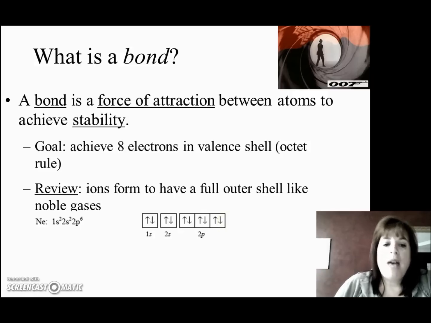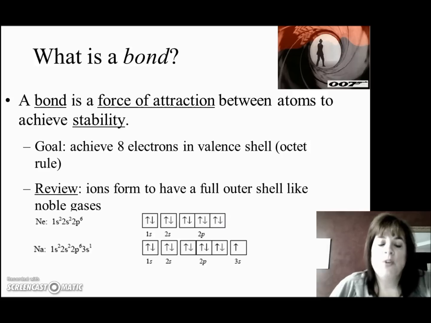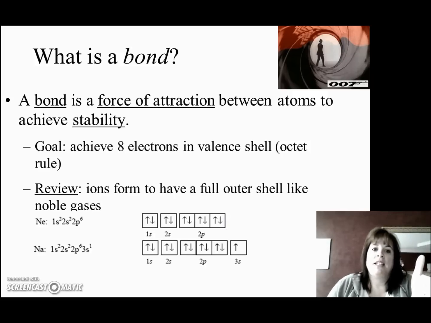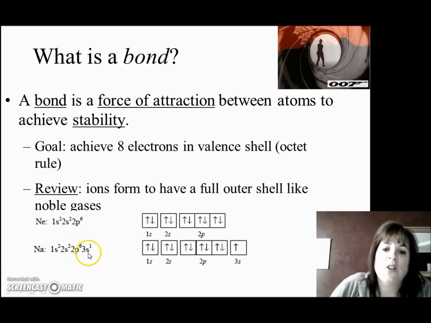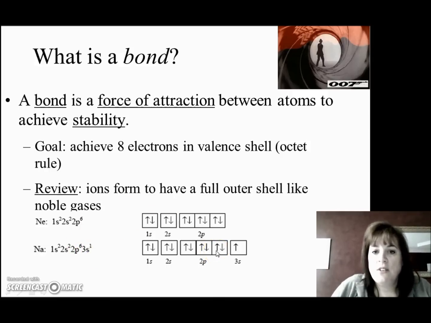Now, when we have metals like, say, sodium, which is in that very first column on the periodic table, it has that 1 valence electron. It has this lonely guy in the outer shell. Well, what does it do to try to be stable, to get that outer shell that's full of electrons? It certainly isn't going to add another electron in the s orbital and then 6 more in the p, right? That would be really hard.